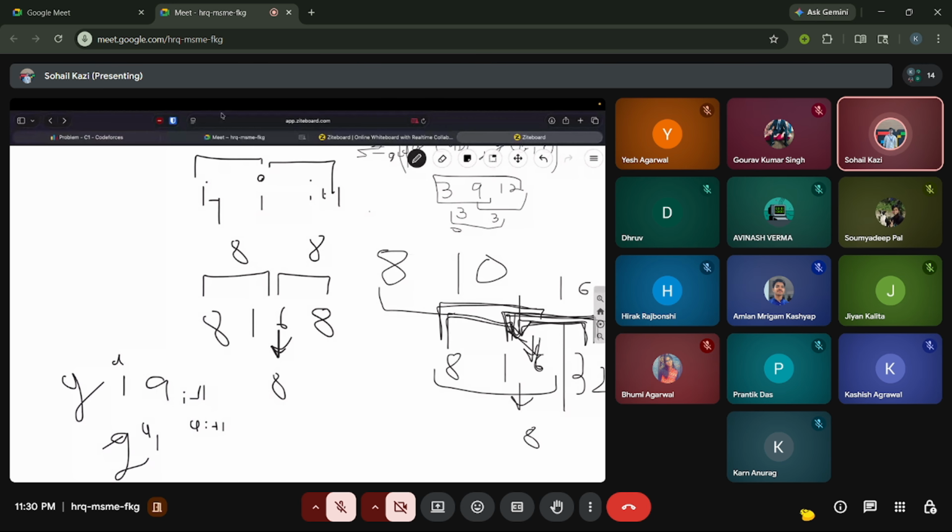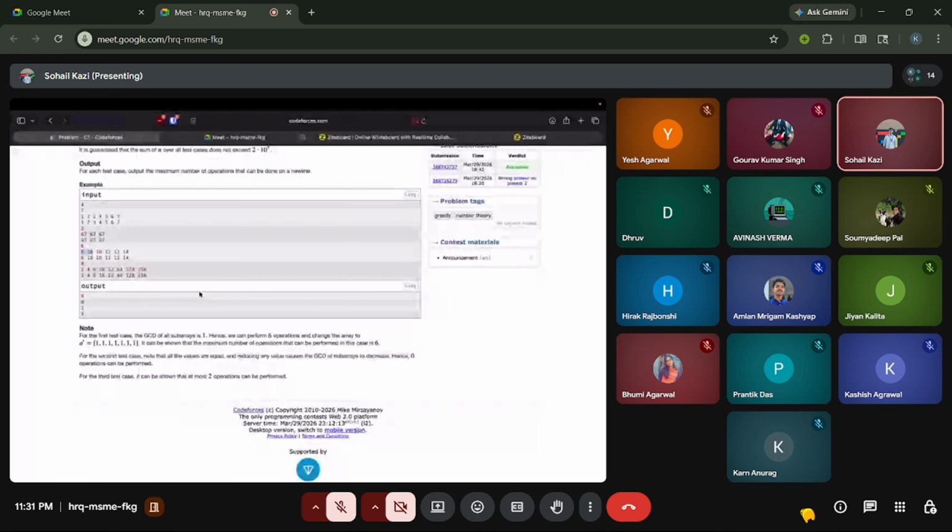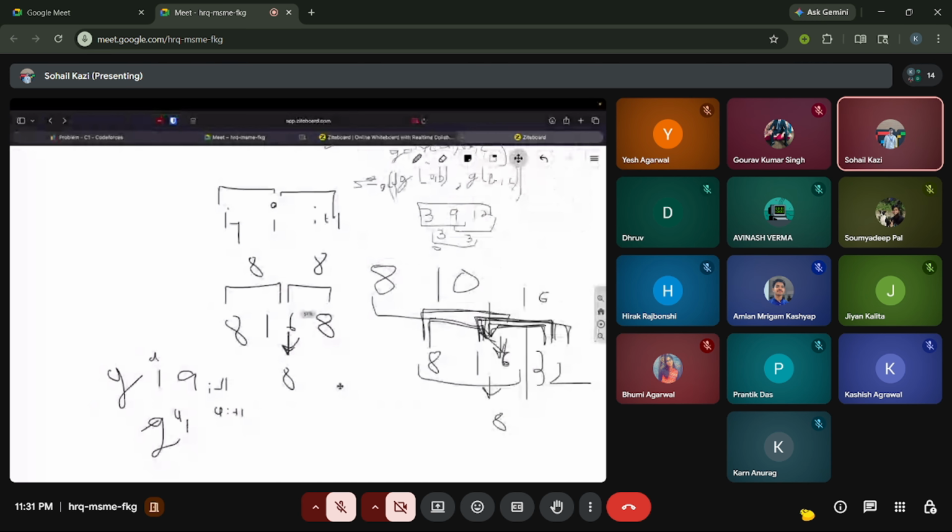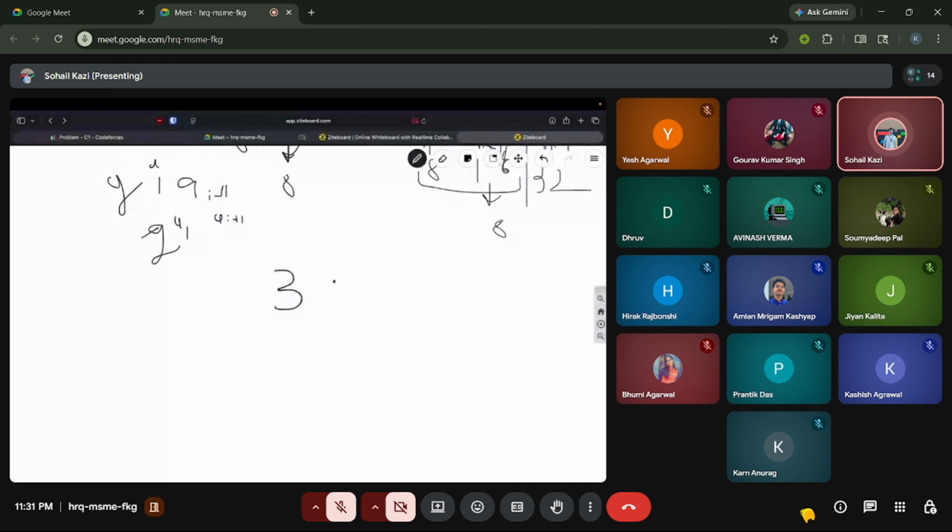Again, let me take a simpler example. Let's take 3, let's take 6, and let's take 24. So the GCD of these two elements is 3. The GCD of these two elements is 6, right?